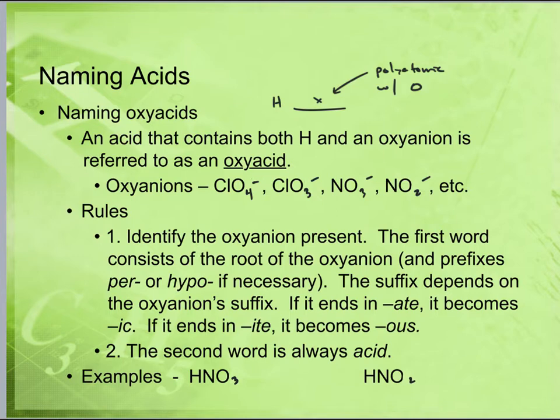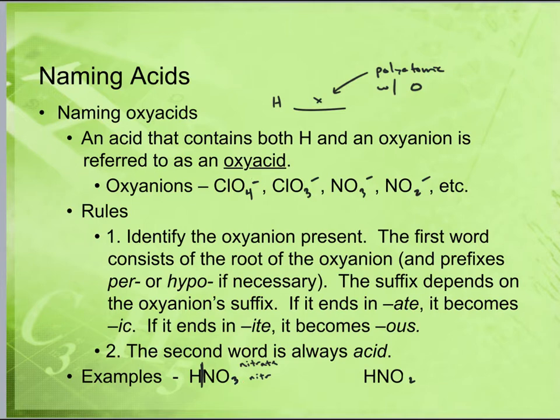So what we would look at here for these two examples, we need to identify what the oxyanion is present. So what I would do is just mentally separate hydrogen from the rest of this and look at what I have here. Now, NO3 is a nitrate ion, if you look on your ion sheet. So the first word consists of the root of the oxyanion, so nitr. It doesn't have any prefix per or hypo in it from our ion sheet.